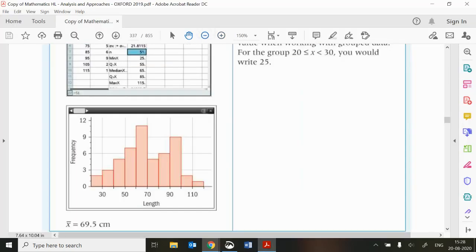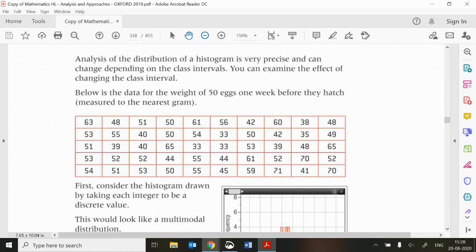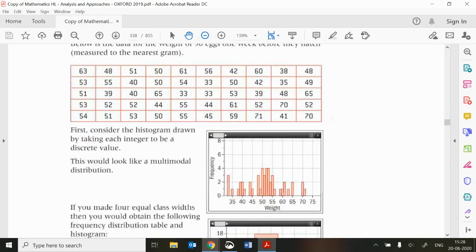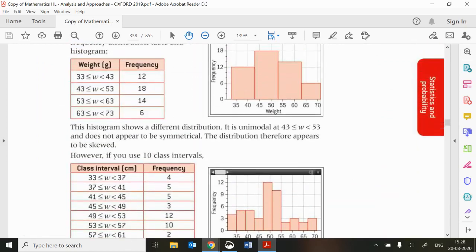There's a bit of that. There's a graph there as well. There's the mean. Let's see how much more we've got to do with this. A little bit more. We're comparing histograms now, I think.